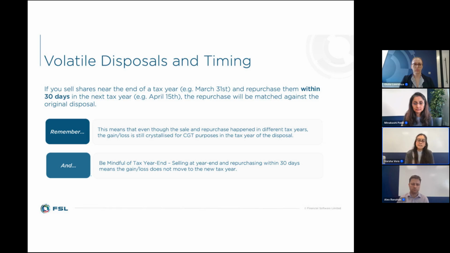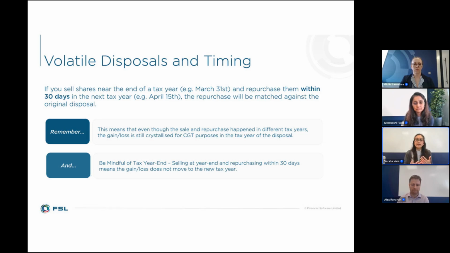And again, within CGIX, we do have a 30-day column on the CGT report that does warn any investors looking at their disposals that they are falling into a 30-day bucket, and they should be aware that if they are doing or thinking about doing a repurchase, it could have an effect on their overall gain or loss of the disposal that they've made. But these are all things to consider.